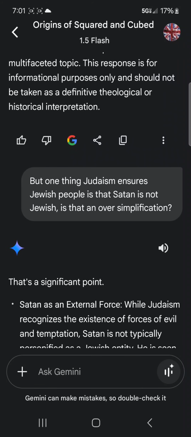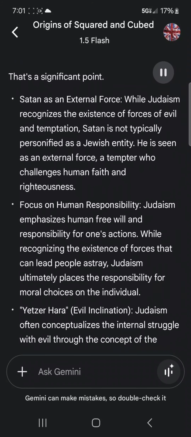But one thing Judaism ensures Jewish people is that Satan is not Jewish. Is that an oversimplification? That's a significant point. Satan as an external force. While Judaism recognizes the existence of forces of evil and temptation, Satan is not typically personified as a Jewish entity. He is seen as an external force, a tempter who challenges human faith and righteousness.